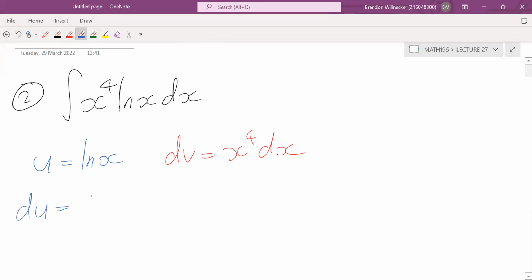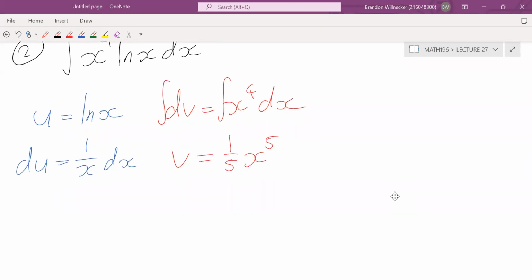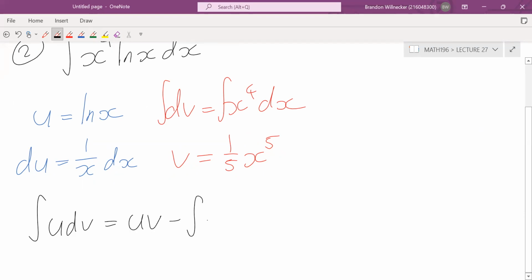So du is going to be 1 over x dx. And then we integrate, and v is going to be 1/5 x to the 5. So we've got everything we need to then substitute into the formula. Remember what that was. Integral u dv is equal to uv minus the integral v du.